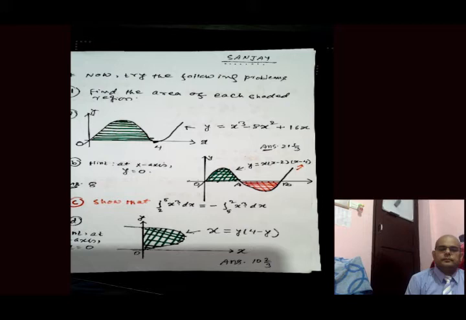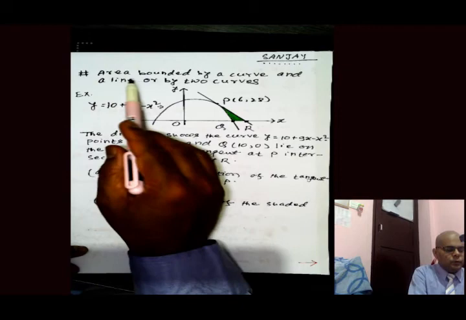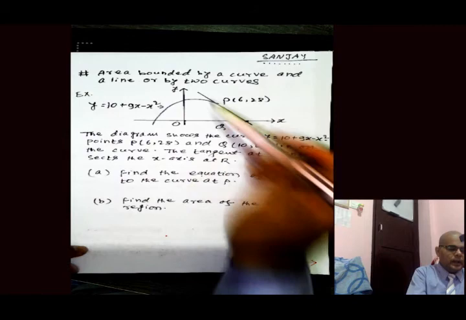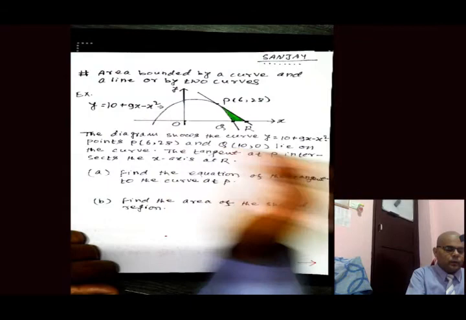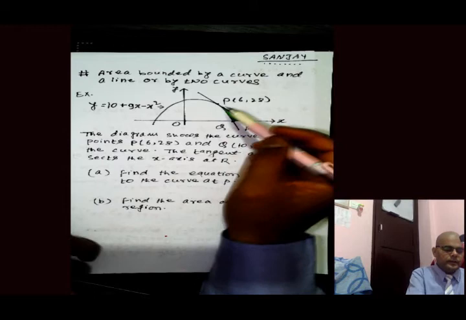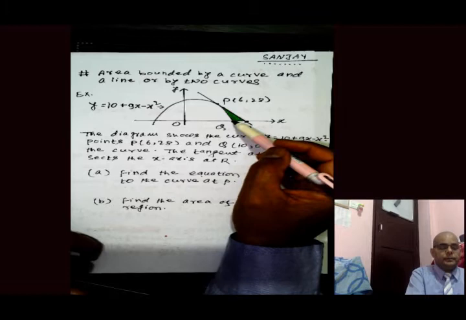Now it is also possible to find the area bounded by a curve and a line, or by two curves. In this case, I am dealing with the area between this curve, which is 10 plus 9x minus x squared, and the line, of which we have to find the equation. The line is tangent to the curve at this point, and this shaded region is the area between these two curves. By using the definite integration method, we have to find this area.